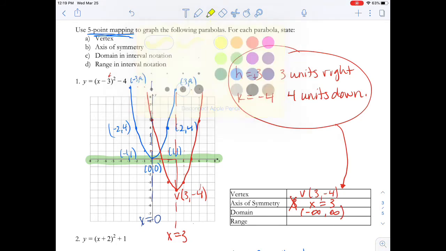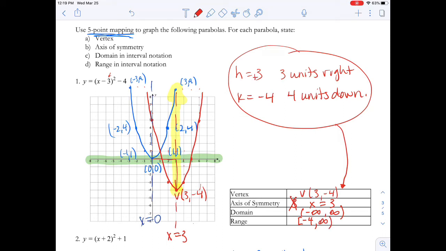Now, what about the range? Well, if we look at the parabola, we can see that the minimum value of the parabola is the vertex, and then it goes all the way up to infinity. So our range is going to include the bottom value, that minimum value of the vertex. So the lowest point of my parabola is -4, and then it reaches all the way up to infinity.